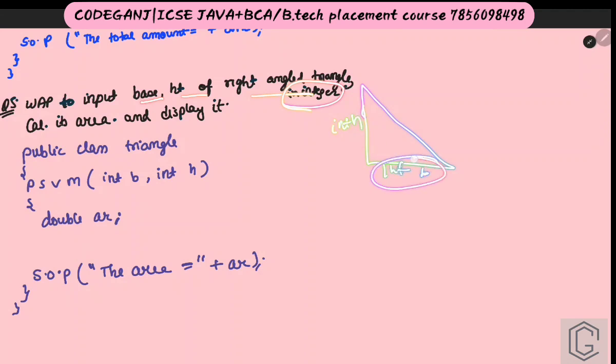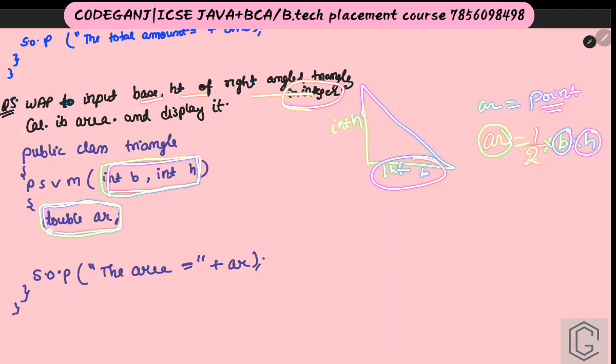Okay, and then we have to calculate something called an area. We know the area of a right angle triangle is half into base into height. This is integer, but you are dividing now. As soon as there is a division, there is a possibility that the value of area can come in decimal also. That is why, although my input is in integer, my area that I will calculate can be in double. So that is why I have declared area as double.